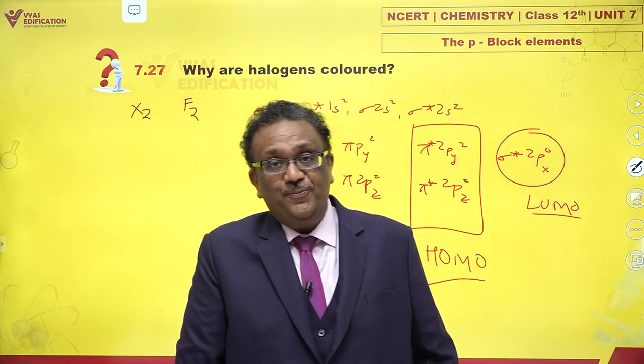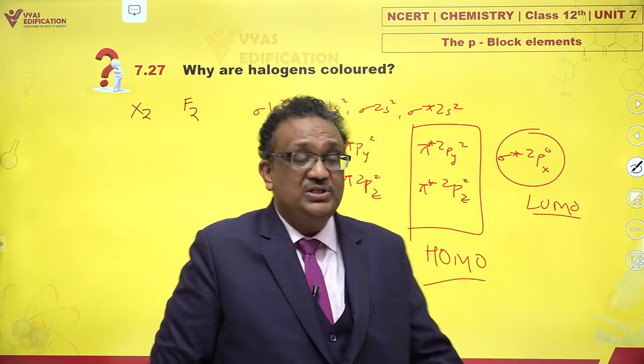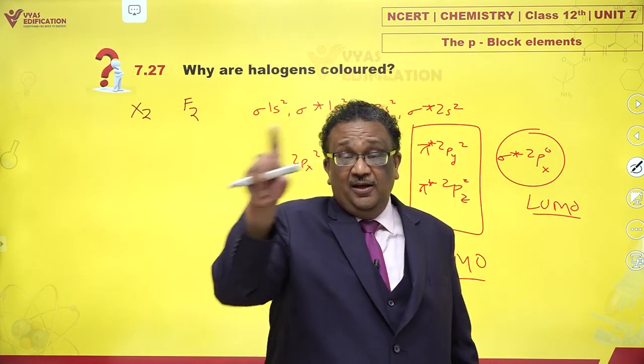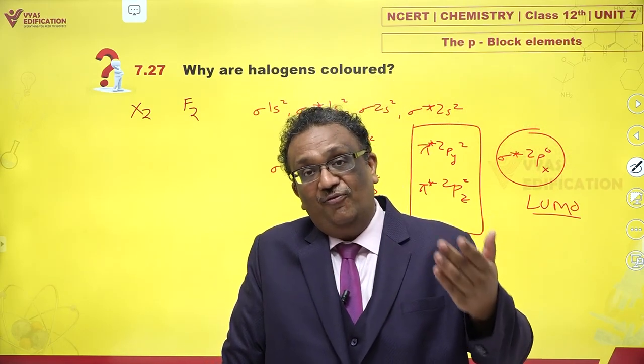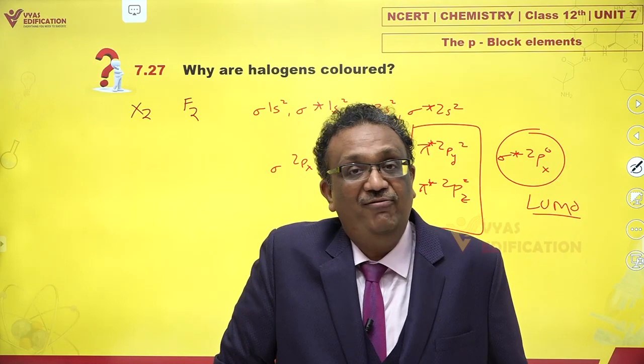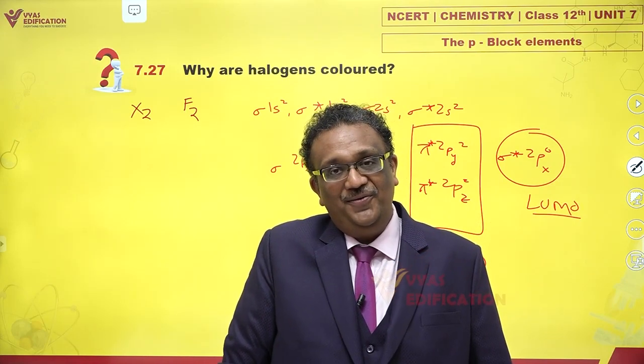In case of fluorine, they absorb violet photons and they jump. And if you look at the color wheel or color chart, the complementary color of violet is yellow, and that is why fluorine appears yellow in color.